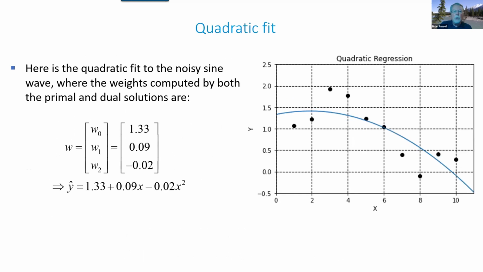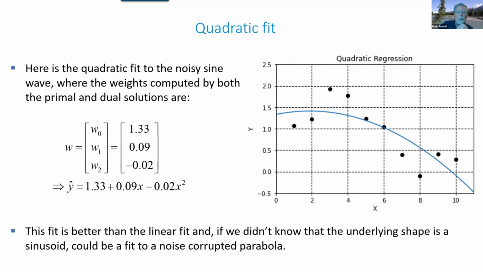So here's the quadratic fit. And you can see the weights are 1.33, 0.09. So the second weight is very small. Actually, the second and third weights are very small. So it's dominated by the linear trend here.